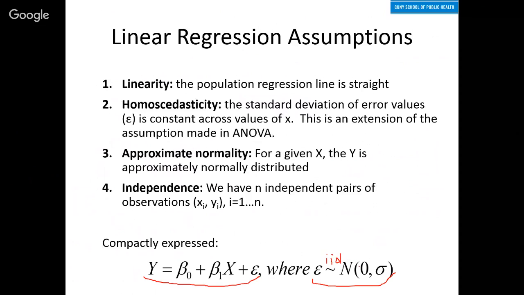The 0 means that for all values of x, the mean is 0. So that is part of the linearity assumption that we're not consistently over or under predicting for different values of x. And the sigma is the homoscedasticity assumption that the variance of epsilon is constant regardless of the values of x and y. So again, the assumption of normality is on the residuals, not on x or y.